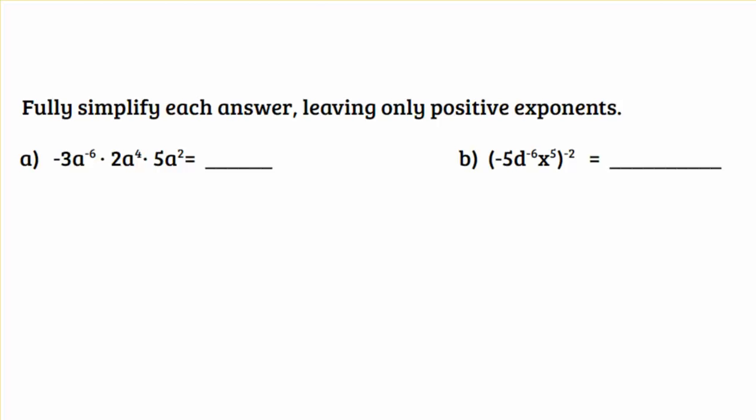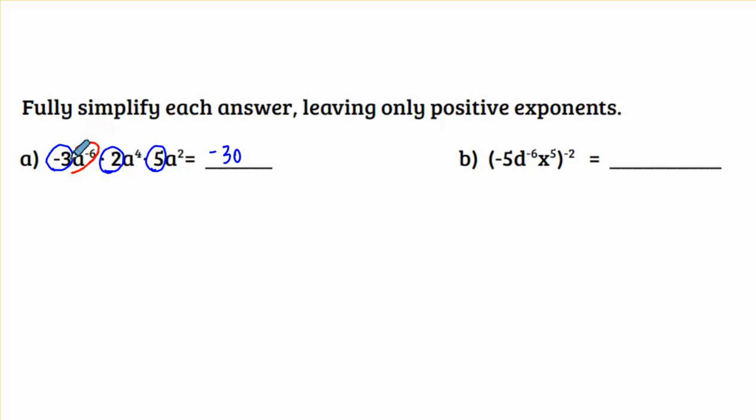Okay, so now let's look at these problems here. We are going to look at the coefficients separately from the variables. So these are just regular old normal numbers that we've been working with all year long. -3 times 2 is -6 times 5 is -30. So that's going to be my coefficient.